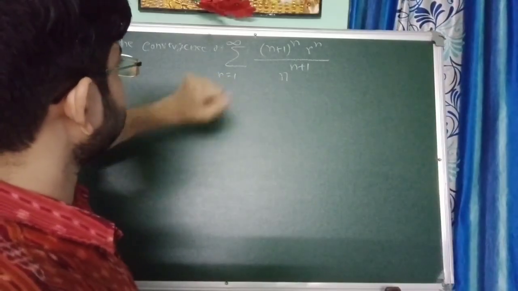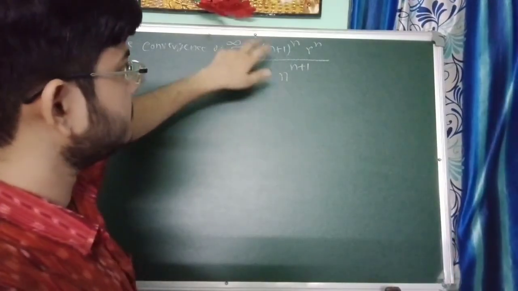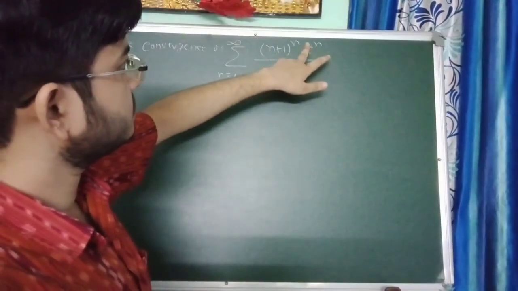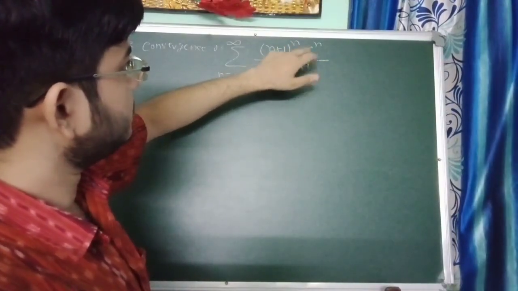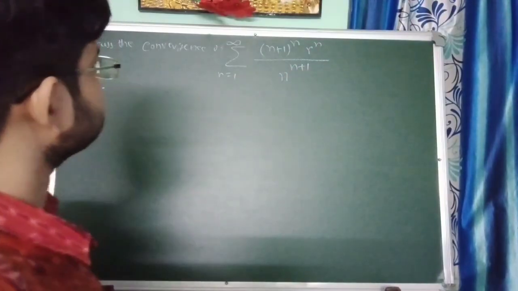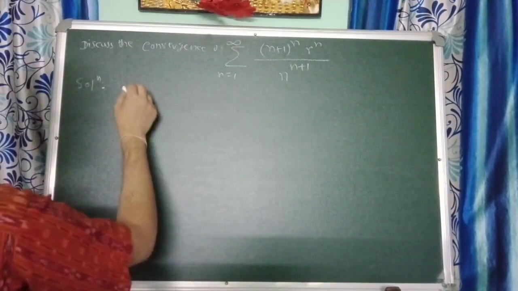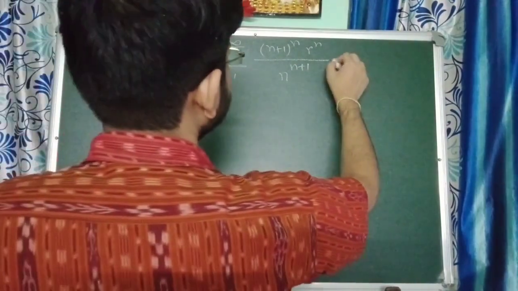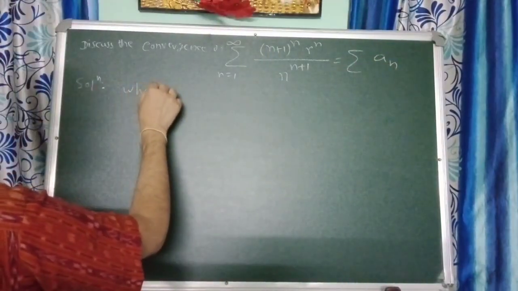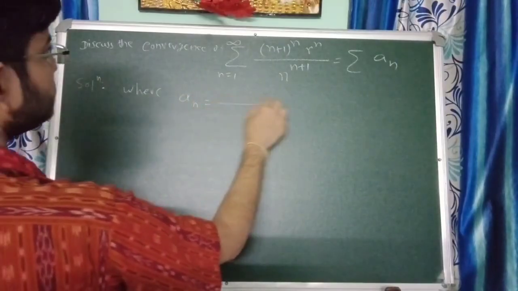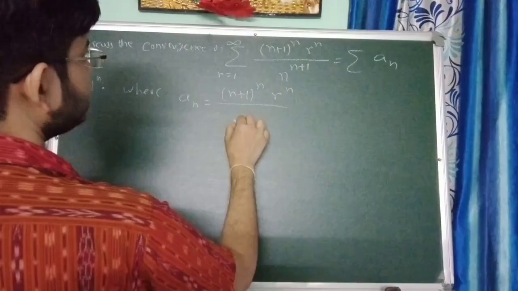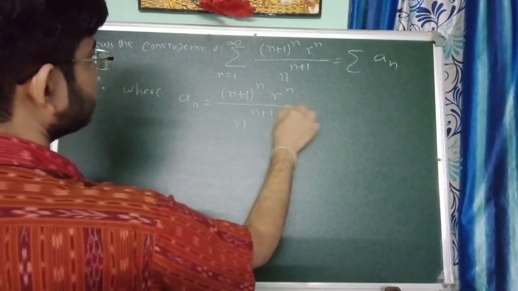Discuss the convergence of summation n equals 1 to infinity (n plus 1) to the power n times r to the power n divided by n to the power n plus 1. So the given series also can be written as summation a_n, where a_n equals (n plus 1) to the power n r to the power n divided by n to the power n plus 1.